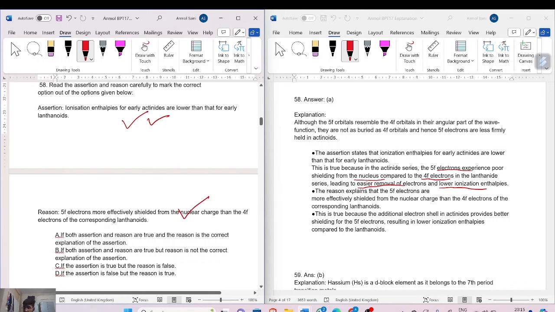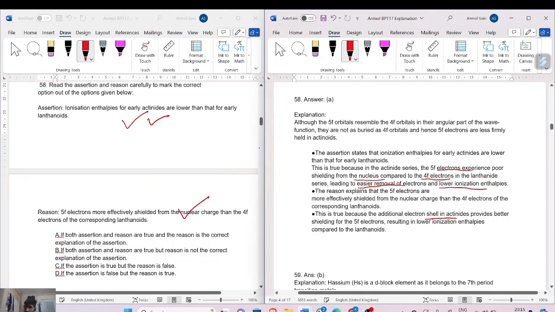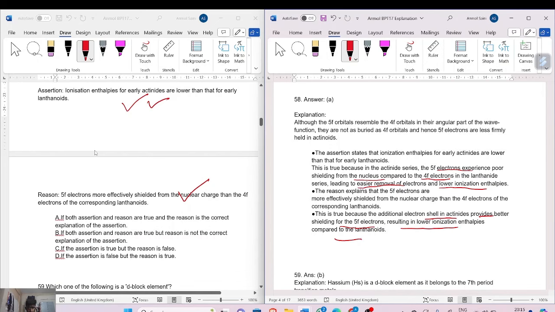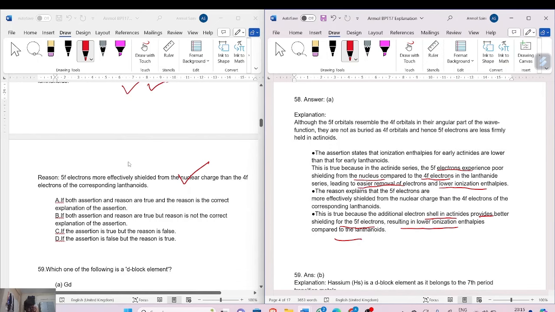This is true because the additional electron shell in actinoids provides better shielding for the electrons, resulting in a lower ionization enthalpy compared to the lanthanoids. Okay, I think it is clear. It is a very good question as well.